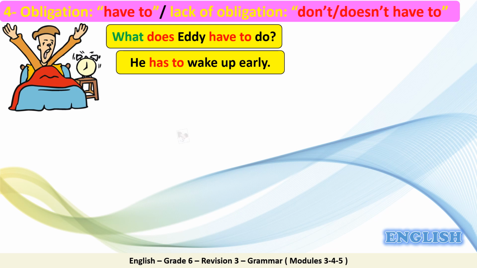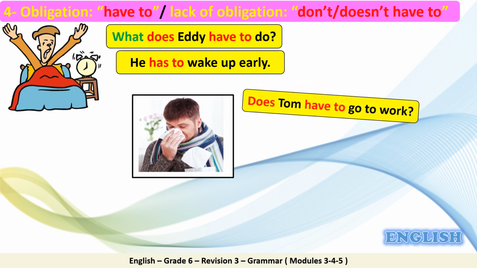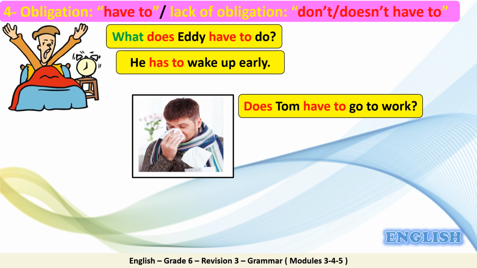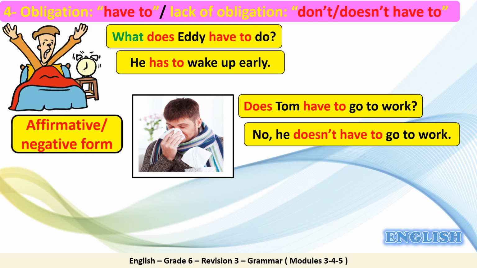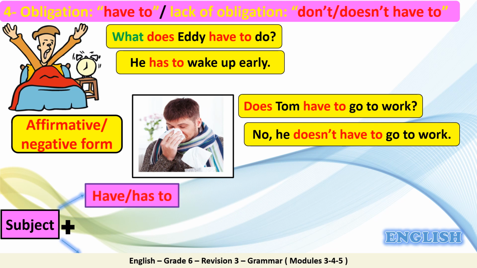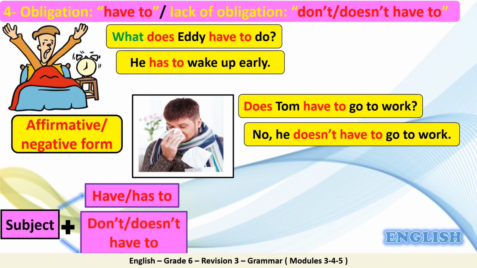Number 2, does Tom have to go to work? No, he doesn't have to go to work. So here we have the affirmative form, the negative form, and the interrogative form, both with WH questions and yes/no questions. For the affirmative and the negative form, the rule is subject in both, then we have has to or have to for the affirmative, and in the negative we have don't or doesn't have to.